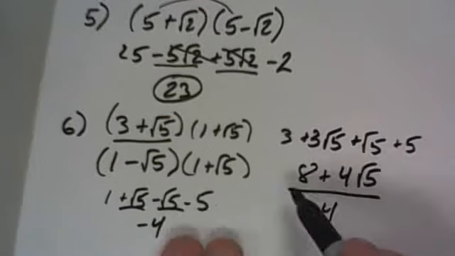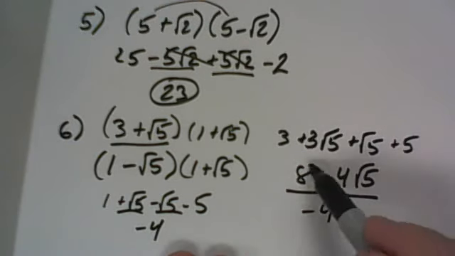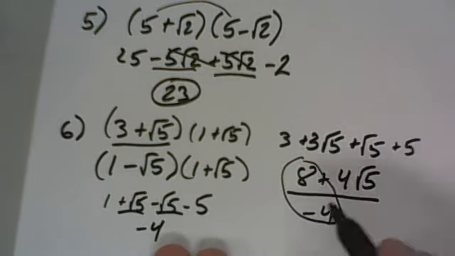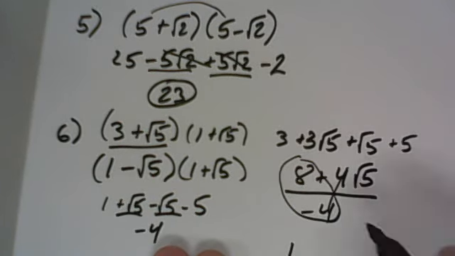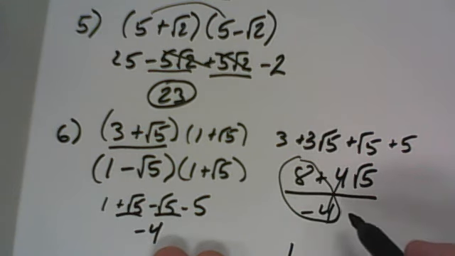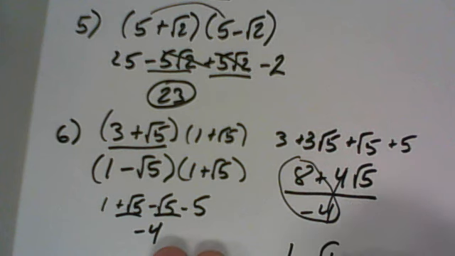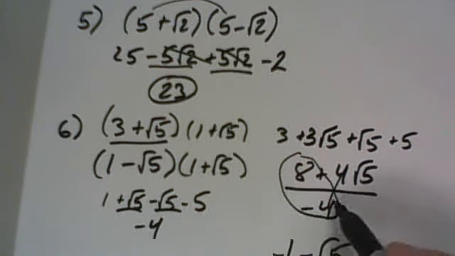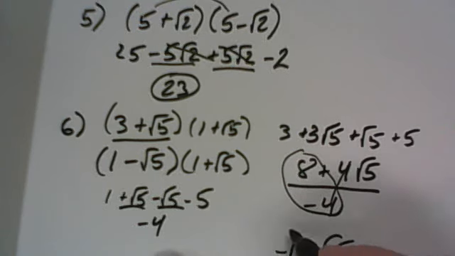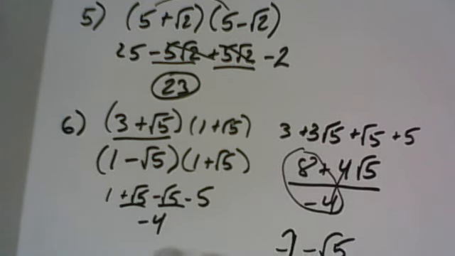Now I can simplify this and do one more step to do that. 8 over negative 4 is negative 1. And then 4 over 4 cancel out completely. So it's going to be negative 1. And then this is negative radical 5. I made a mistake. 8 over 4 is 2.